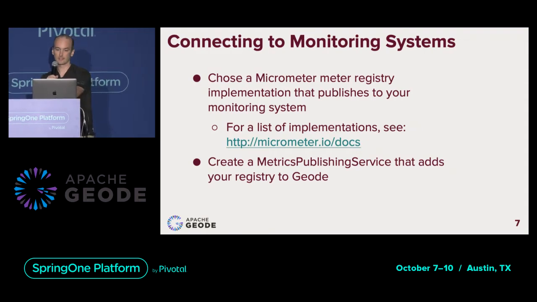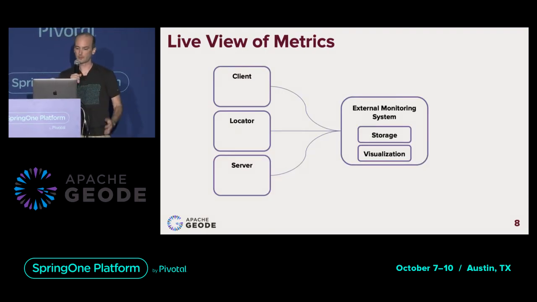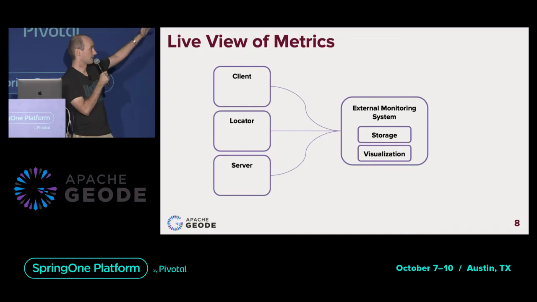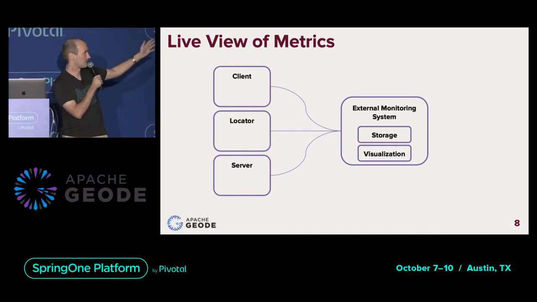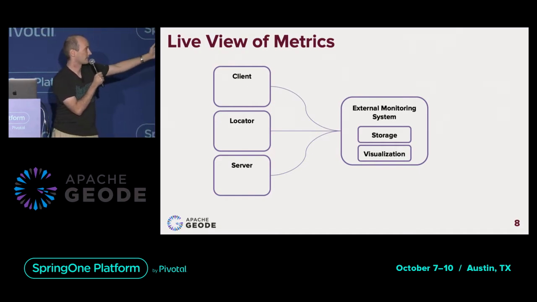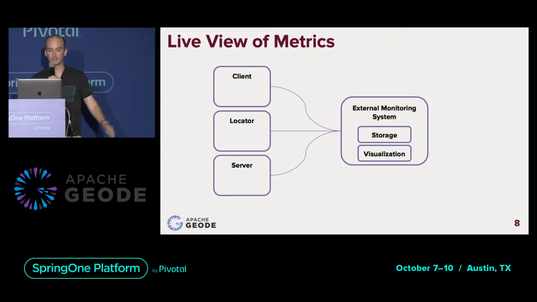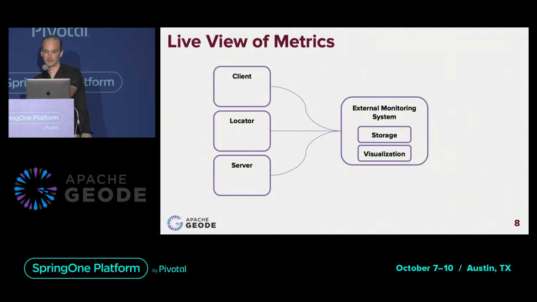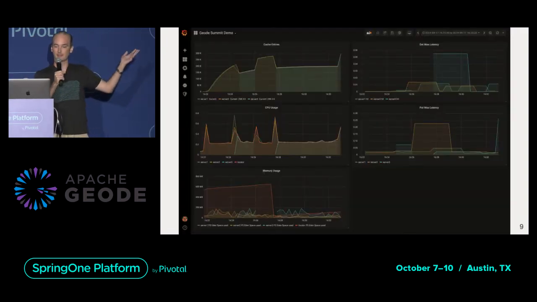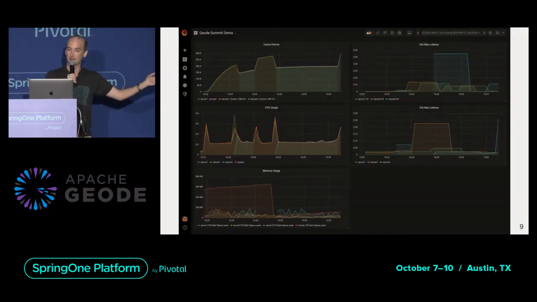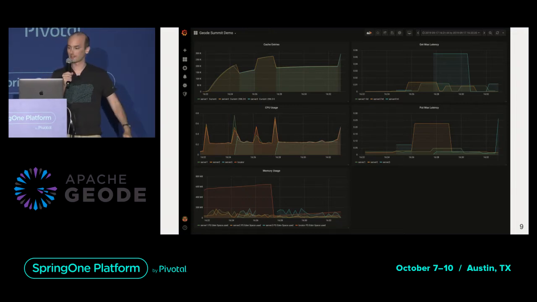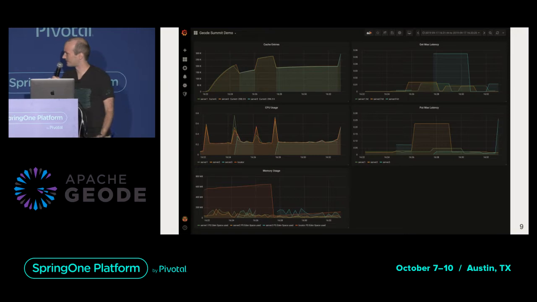So to get a live view of your client, you would probably start with your client, your locators, and your servers. You can send them all to your external monitoring system, and then you can get a storage system and visualization. And once you get up there, you might finally be able to see something like pretty graphs and actually understand what's going on in your system. So, Dale, how do we record these measurements now?